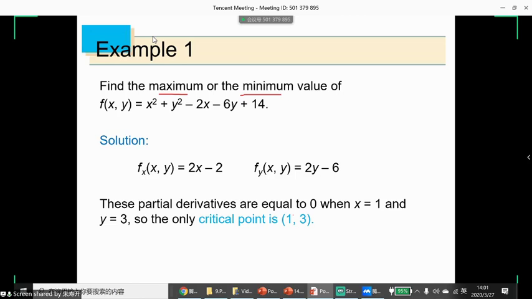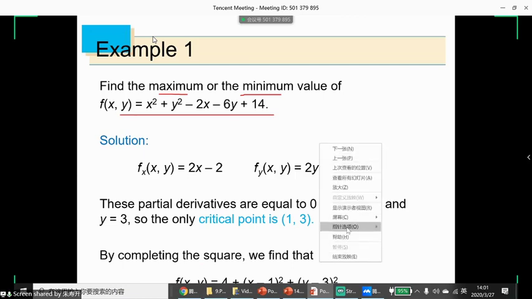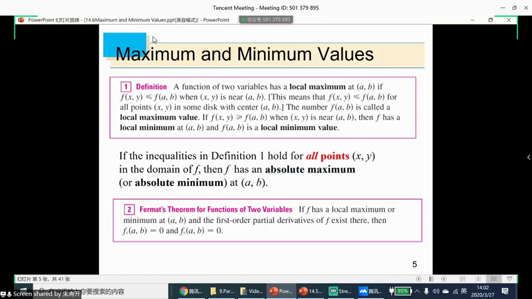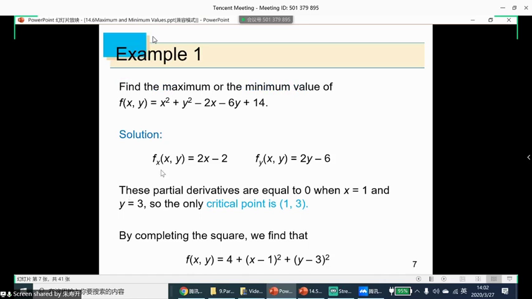So we can do it together. This formula, we can change it. We can write it like this one. Okay. We can rewrite it like this one.